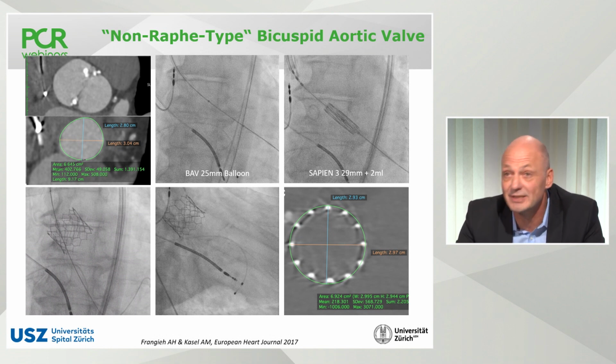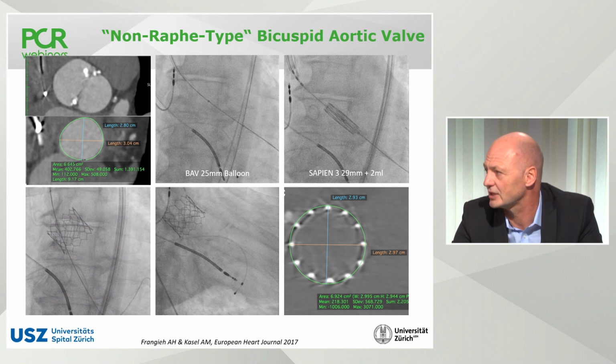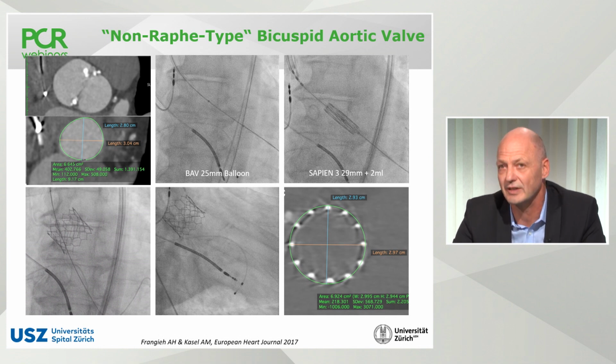Non-Raphe-type, type 0 bicuspid aortic valve, as it is shown here. You see the CT with 2 cusps, and here it's moderate calcification, and what we see is calcification symmetrically at both sides of the valve. Sometimes, and that brings us into problems, we see calcification only on one side and not on the other side, or we have a lot of calcification here. In this case, it's moderate, so more uncommon.